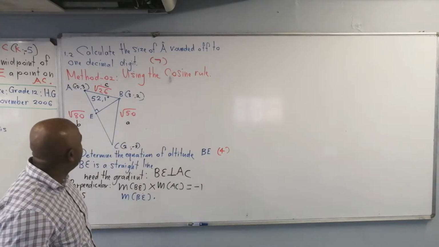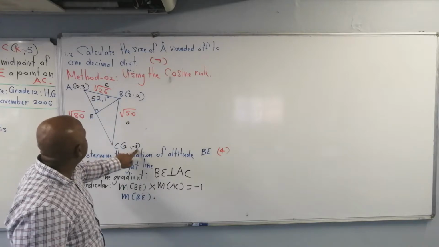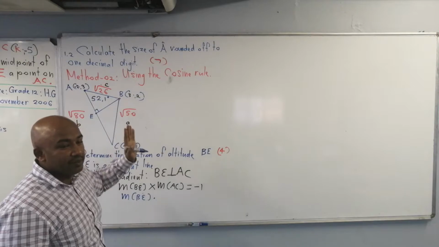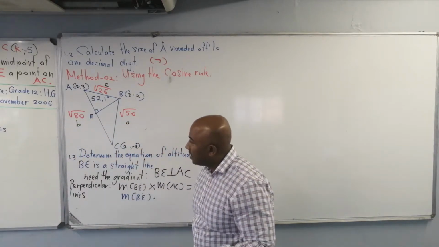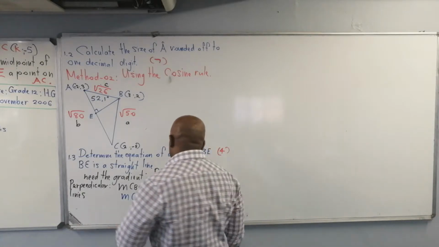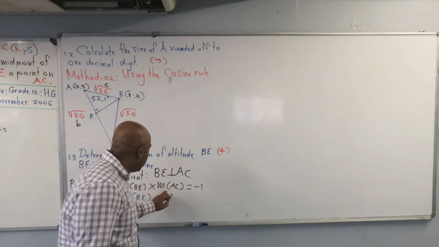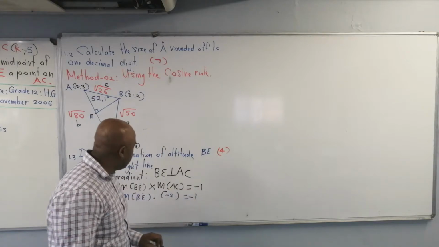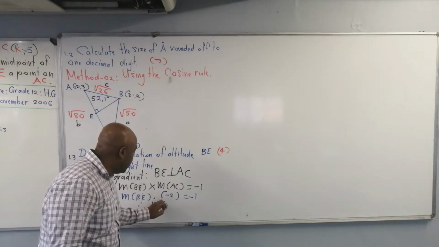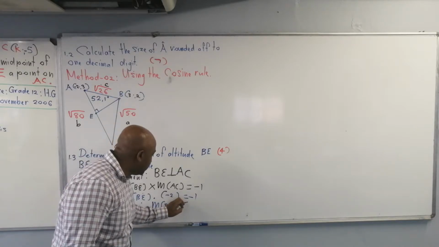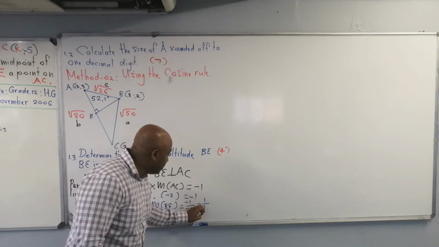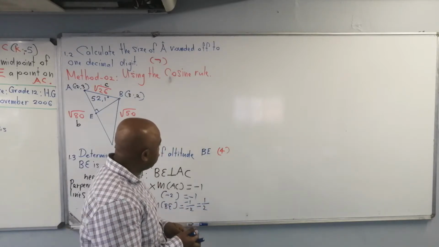Let me just double check if that is correct. So 3 plus 5, that's 8. Minus 2 is minus 4. 8 divided by minus 4 is minus 2. Let me just double check on my other board. Yes, M of AC was minus 2. We did work it out. So times minus 2 is equal to minus 1. So therefore, the gradient of BE is going to equal minus 1 divided by minus 2. A negative divided by negative will be a positive 1 over 2.